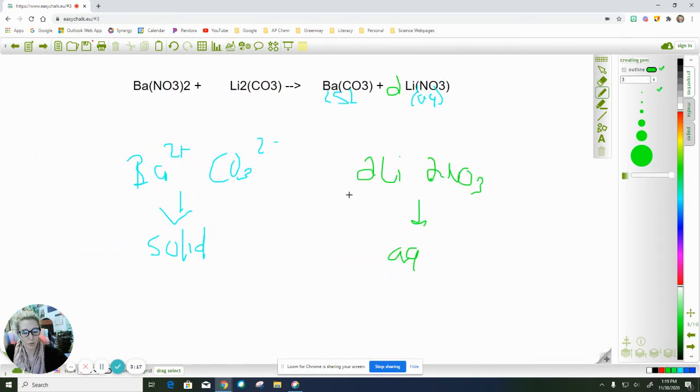So those are your 2 review equations on net ionic equations. Which ions form the solid and which ions are your spectator ions.